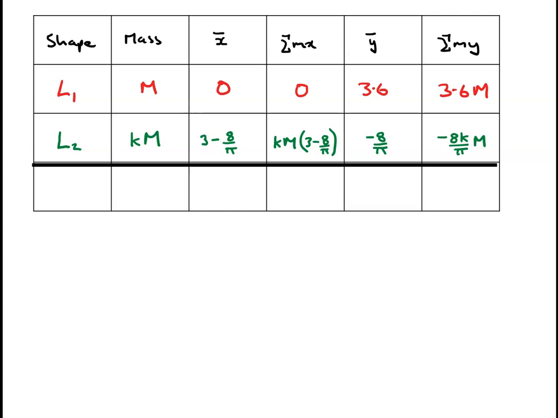So for the combined lamina, the total mass is (1 plus k) times m. The total of the mx's is 0 plus km times (3 minus 8 over pi), so that's just km times (3 minus 8 over pi). And the sum of the my's is 3.6m minus 8k over pi times m.